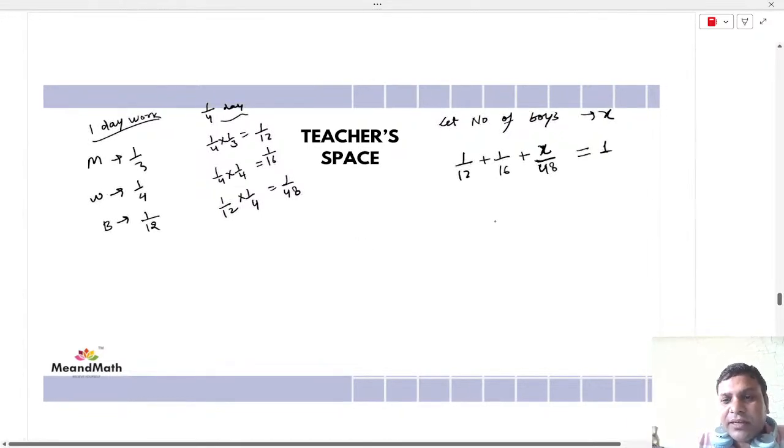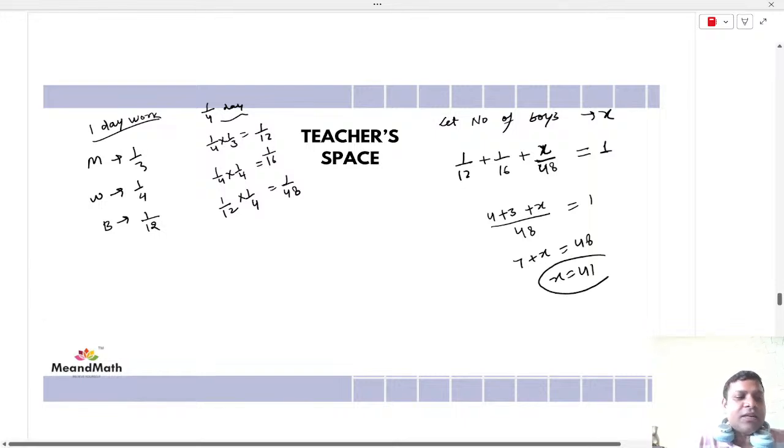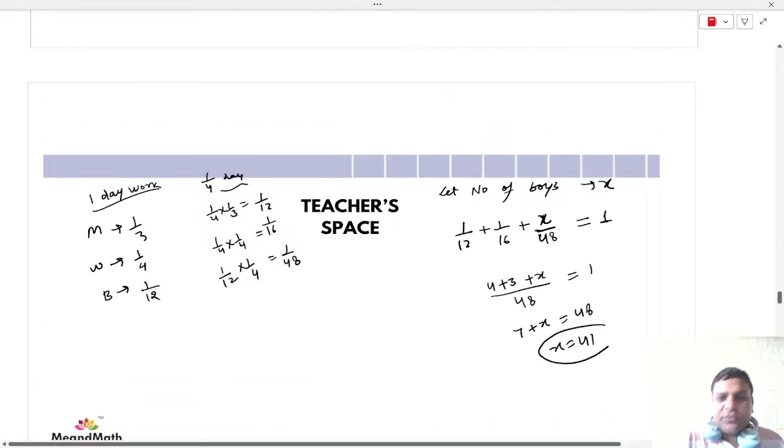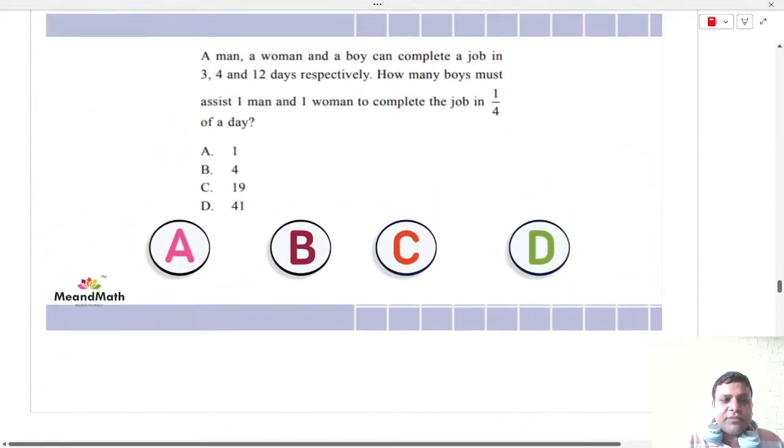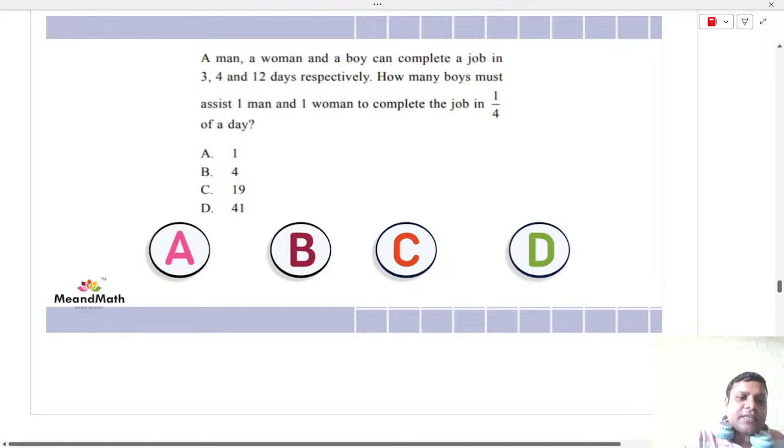Now let's simplify this. The LCM is 48. 4 + 3 + x is equal to 48. 7 plus x is equal to 48. So x is equal to 41. So the number of boys required to complete this work is 41. Let's check the options: 41, so option D is the correct answer here.